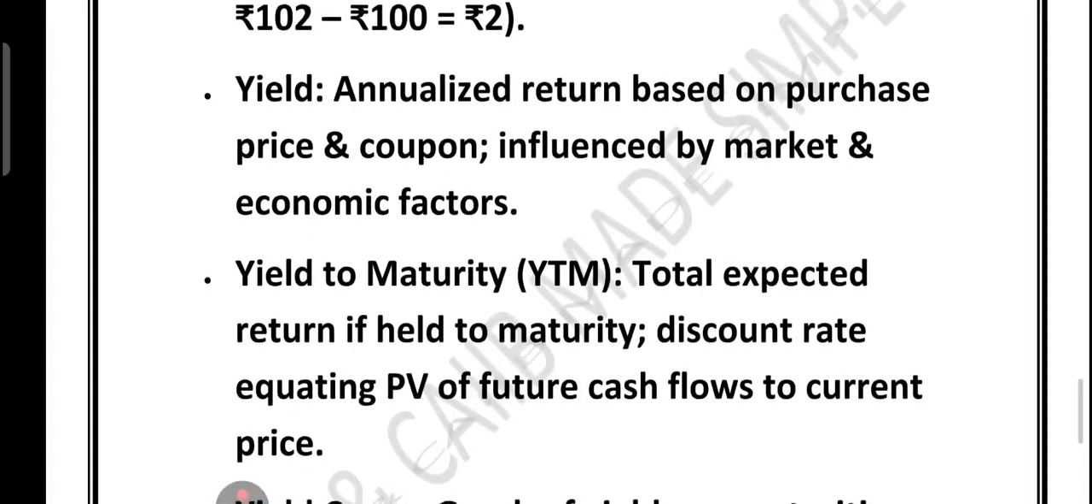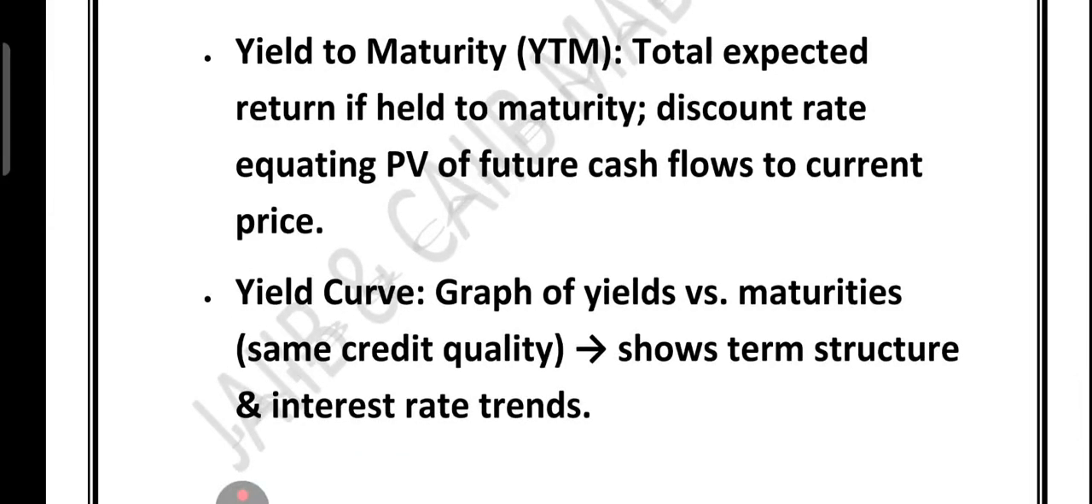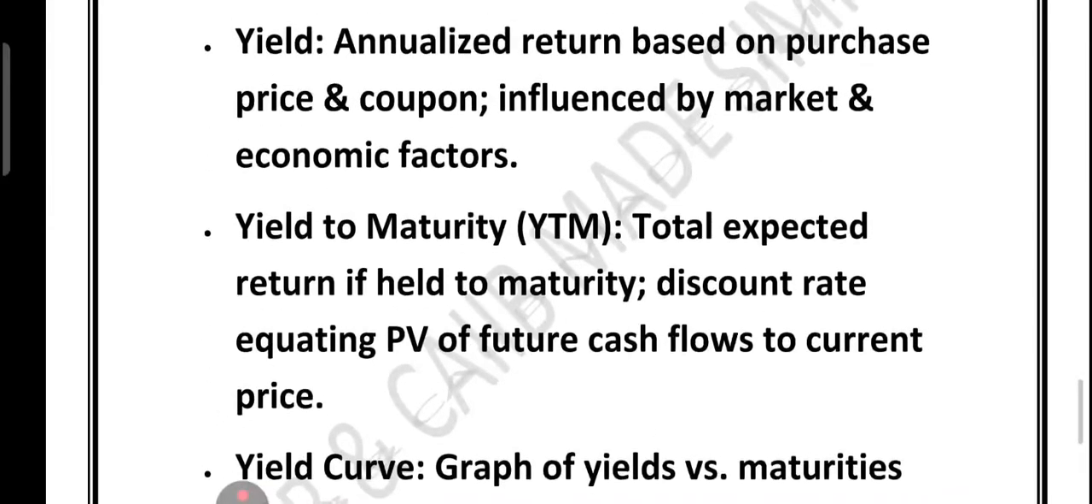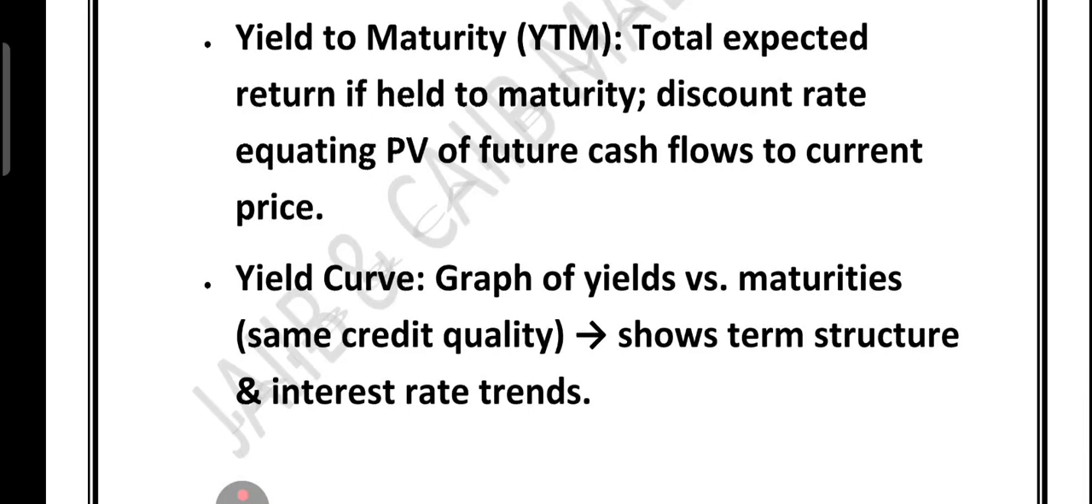What is the meaning of yield? Yield means the annualized return you earn based on the purchase price and the coupon. And this yield is influenced by market and economic conditions. That's called yield. Okay. Now YTM. YTM is the total expected return if you hold the bond till maturity. It is the discount rate that makes the present value of future cash flow equal to the current price. Right. The total expected return if you hold the bond till maturity is called YTM.